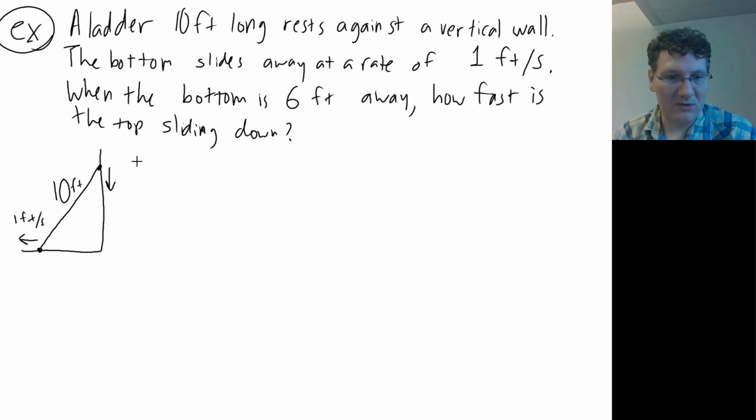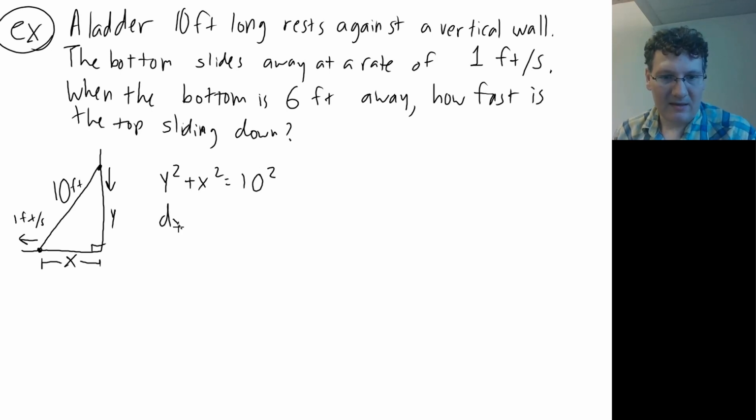So I'm going to let x be the distance, all right? For any value of x, we know the value of y, right? I'll put it as y. y squared plus x squared is equal to 10 squared. That's the Pythagorean theorem. And we have dx over dt is going to be 1. That's to say that x is increasing at 1 foot per second.